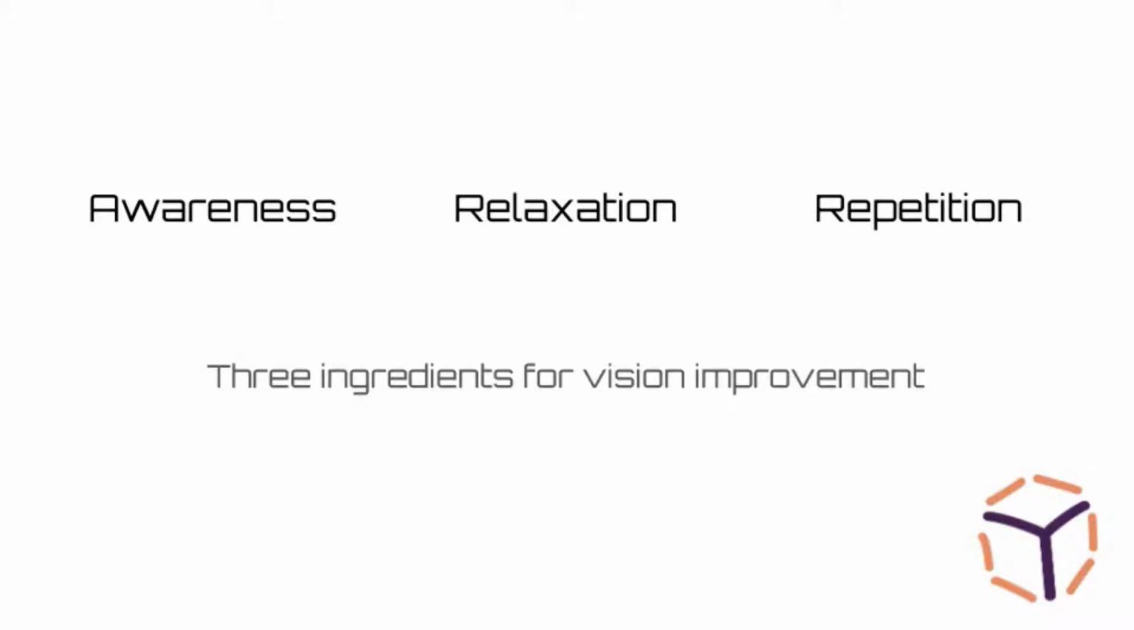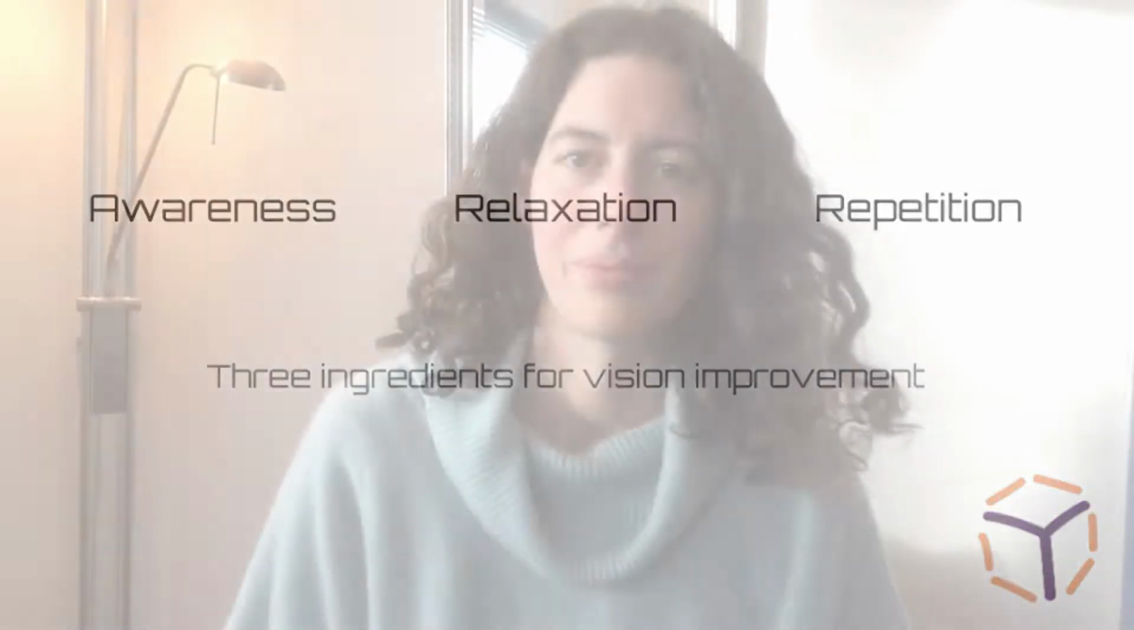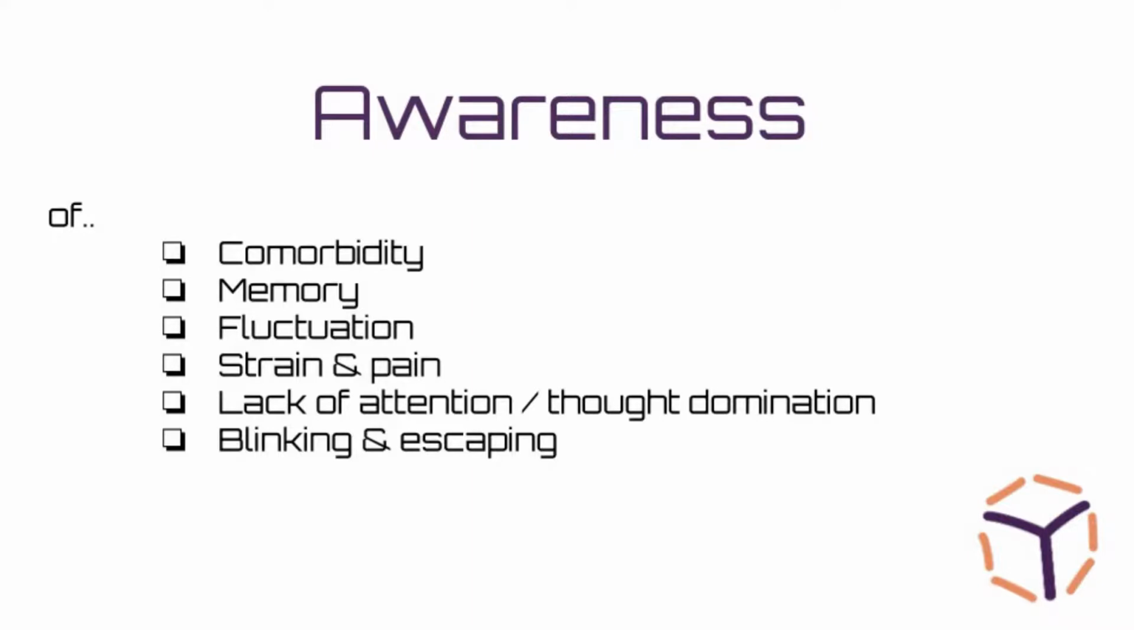In episode 0 I explained the 3 elements of vision improvement, which are awareness, relaxation and repetition. And in this first video I'm going to talk about awareness. My vision improvement series is about curing or improving your nearsightedness. Now I'm going to talk about 6 different areas of awareness.